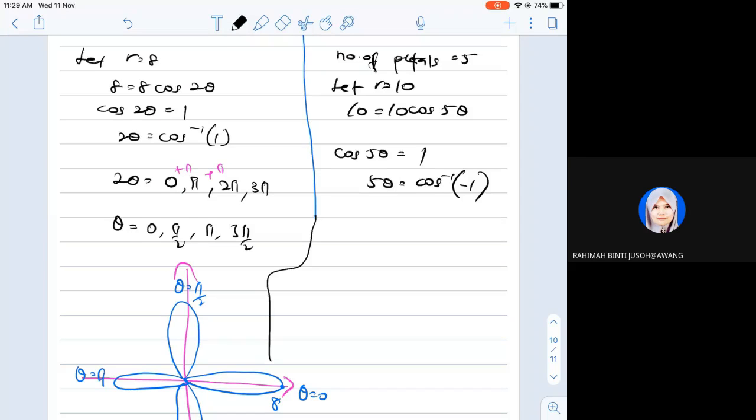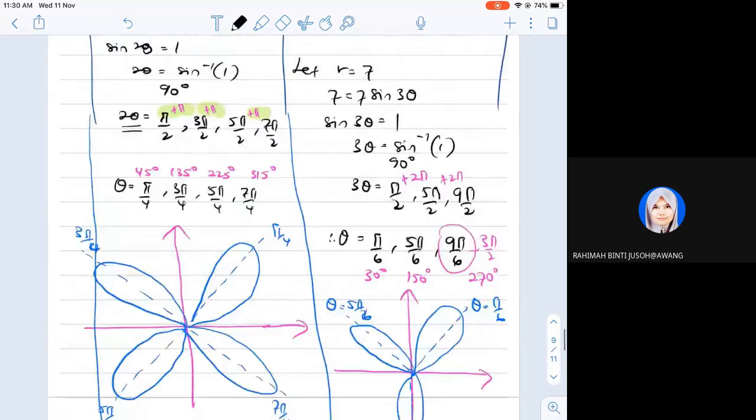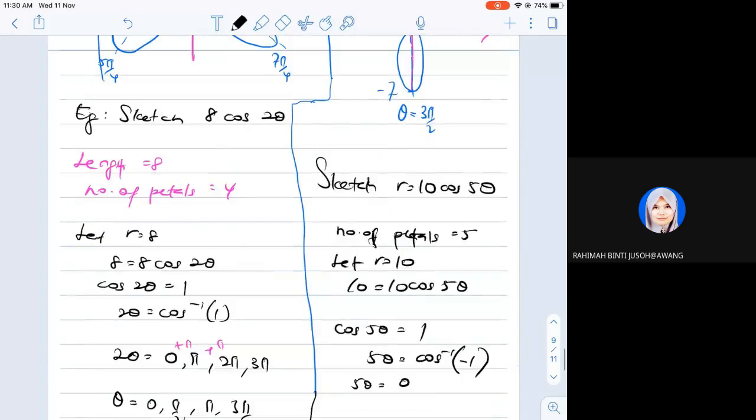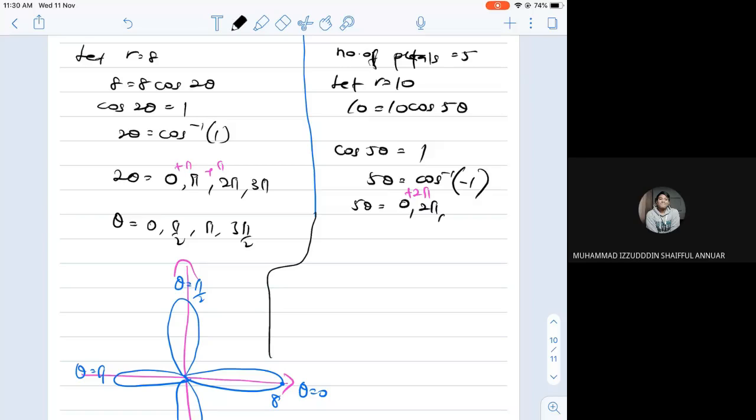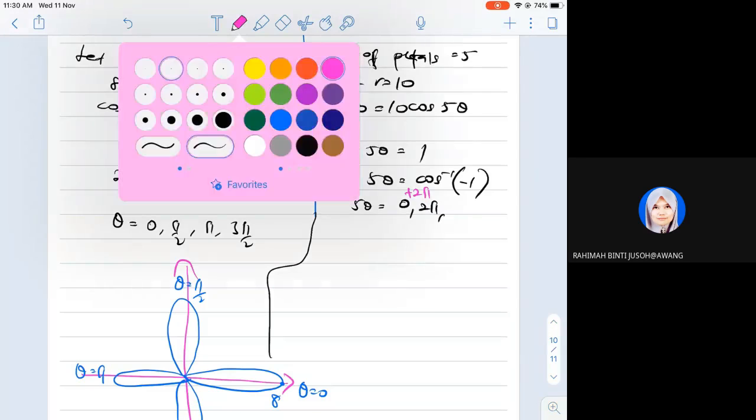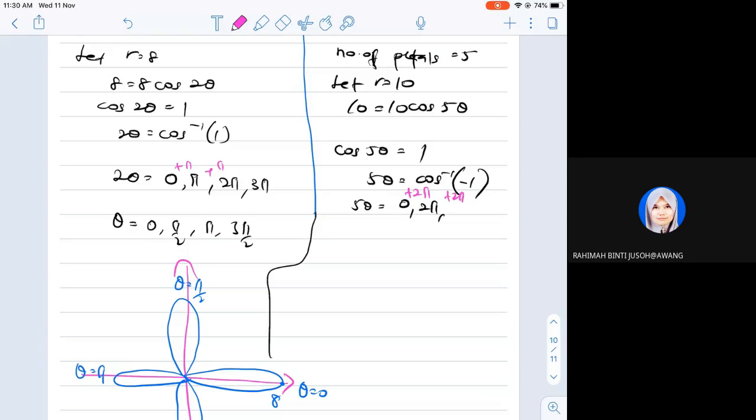Okay, so 5 theta should be 0. Now again, for the case of an odd number, we need to add 2 pi. So we have 2 pi. How many times do we need to add, guys? How many angles do we need to find? 5. Yes, add 2 pi again, so 4 pi. Add 2 pi again, 6 pi.